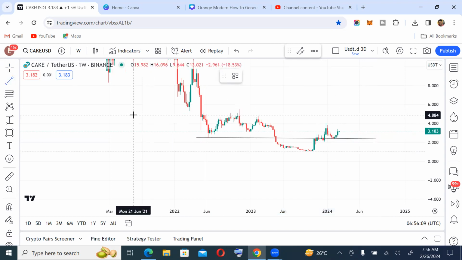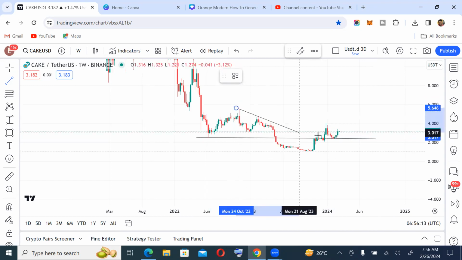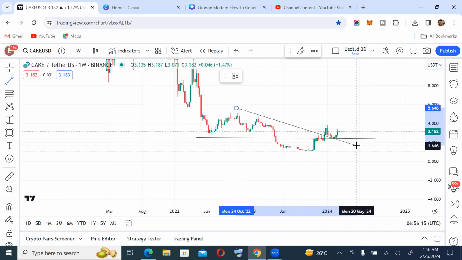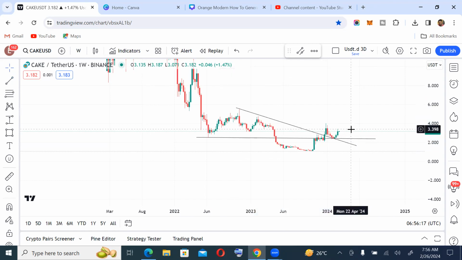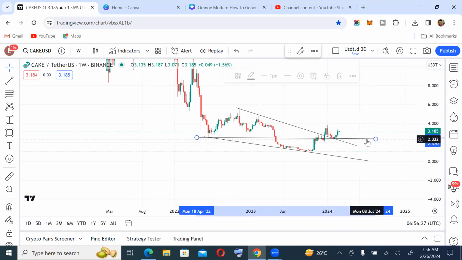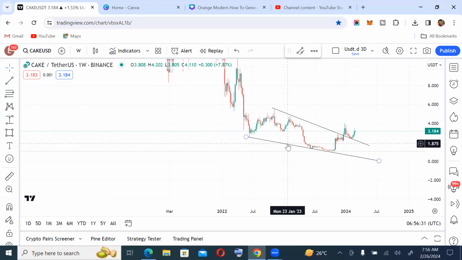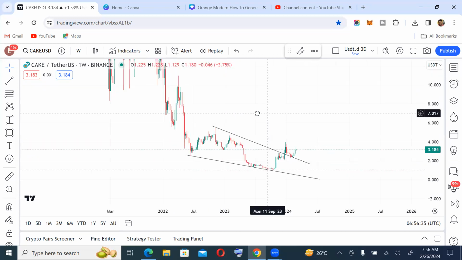Okay, I'm seeing something like a falling wedge. Check this out, just seeing something like a falling wedge. Falling wedge pattern is a reversal pattern.